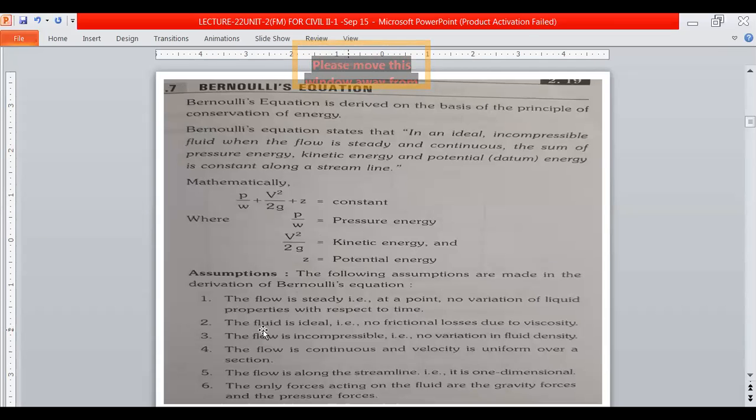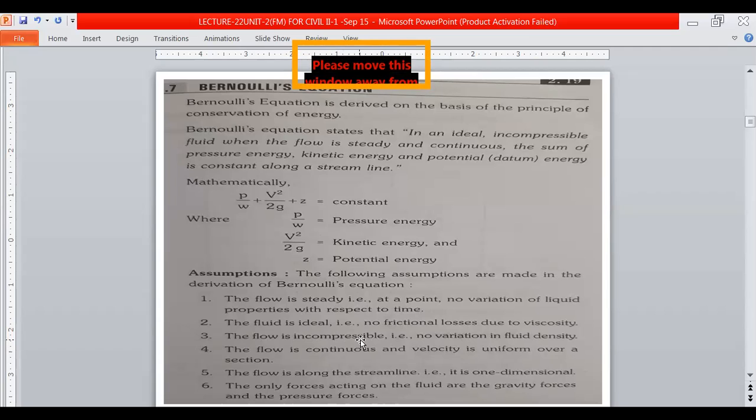Second, the flow is ideal. So no friction losses due to viscosity. So the flow should be ideal, that is, no frictional losses due to viscosity. Next, the flow is incompressible. No variation in the fluid density. So there should be no variation in density, and the flow should be incompressible.